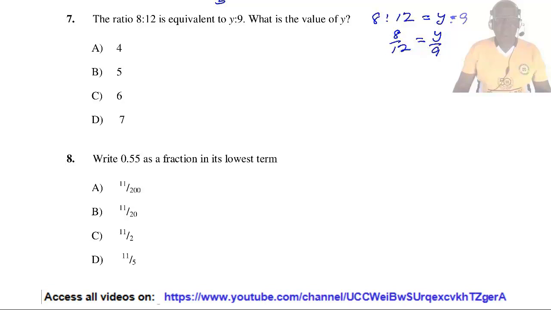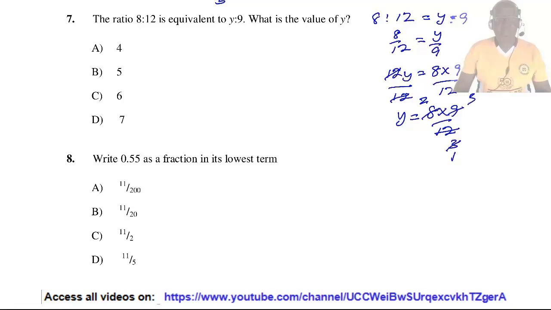That is 12 times y equals 8 times 9. So we shall divide both sides by 12. y equals 8 times 9 divided by 12. 4 goes into 8 twice, 4 goes into 12 three times, 3 goes into 9 three times, 3 goes into 3 once. So the answer is 3 times 2, which is 6. So C.